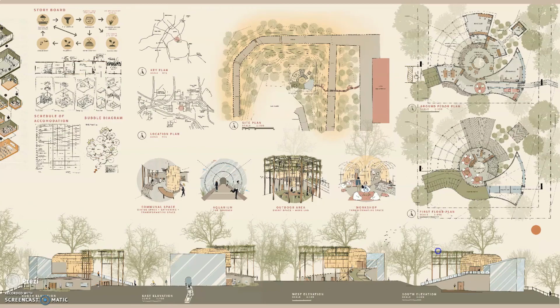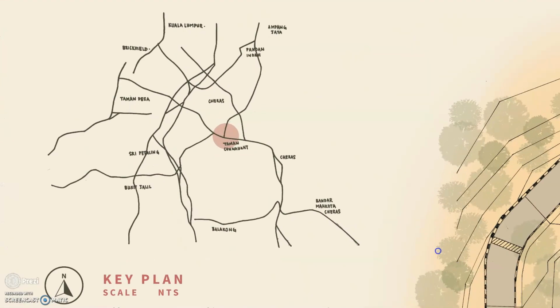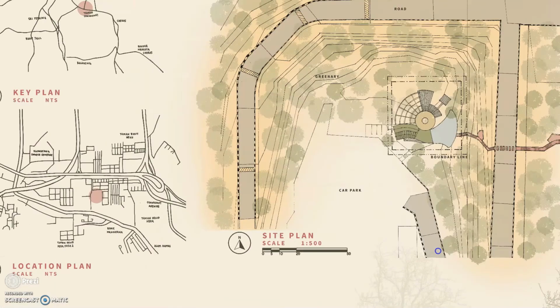Let's move to the site of the building. This is the key plan for the project. It is located in Cheras, Kuala Lumpur. And this is the location plan. The site is at Taman Konok next to UCSI University.